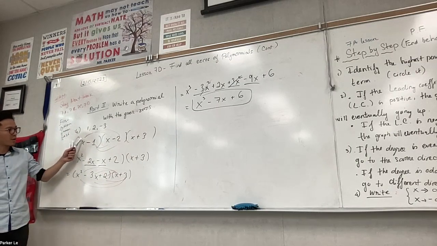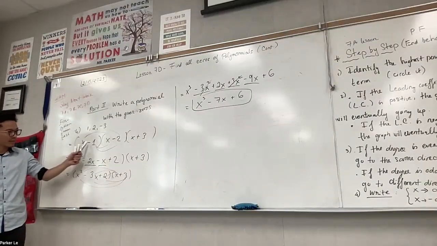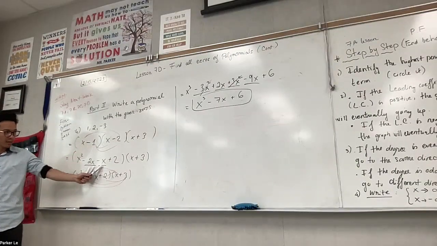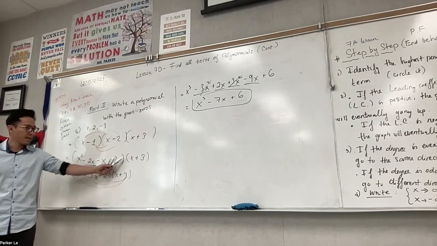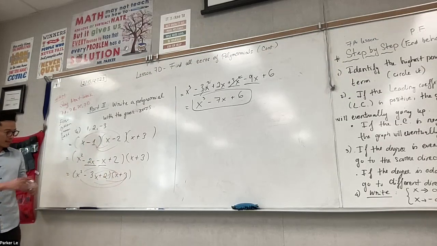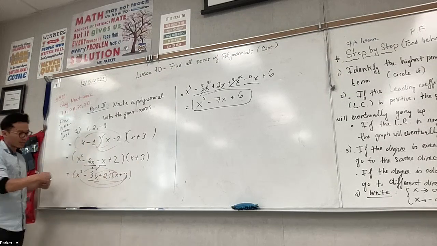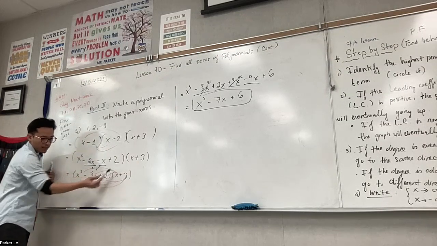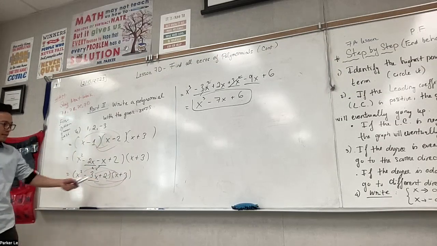So distribute this using FOIL: x times x is x squared, x times negative 2 is negative 2x, negative 1 times x is negative x, negative 1 times negative 2 is positive 2. And I'll multiply these two as well. Combine like terms, I have this. You can distribute again, this one to this one to this. I just like it from the back like this. I don't know if you do, but it's faster to already do 2 times.